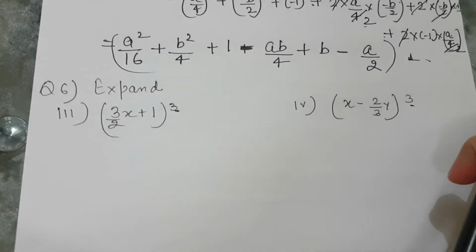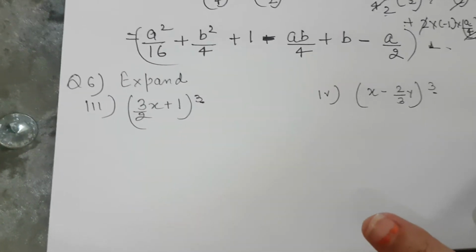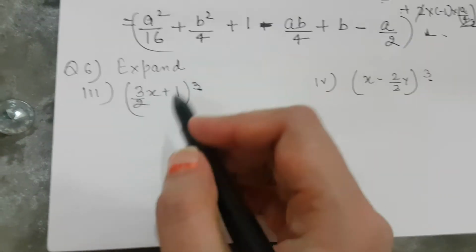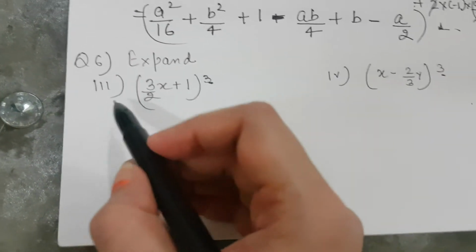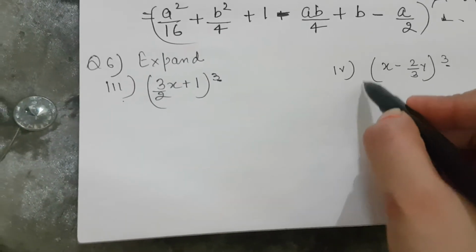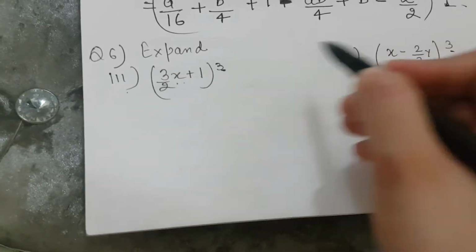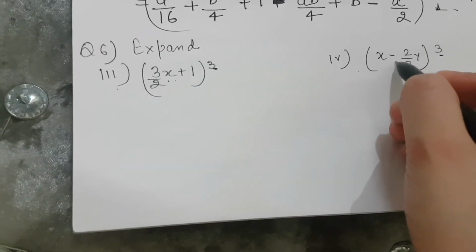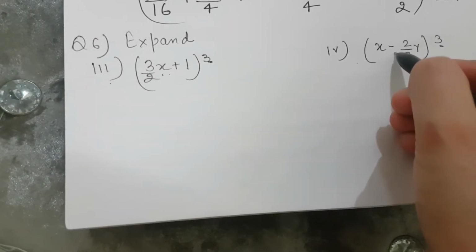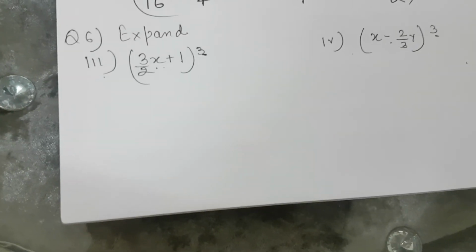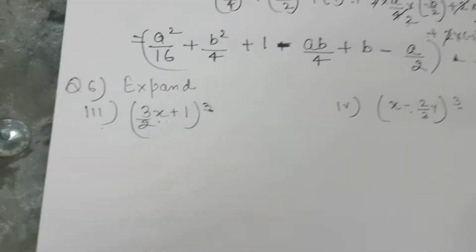We did the cubic identities yesterday also, (x + y) whole cube and (x - y) whole cube. So these two are related to that. I have taken two parts, third and fourth. The third one is the positive one and the fourth one is the negative one. So I have taken these two parts. So start doing. First we will do the third part.